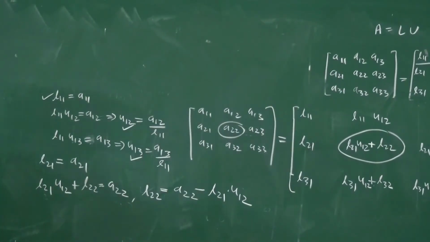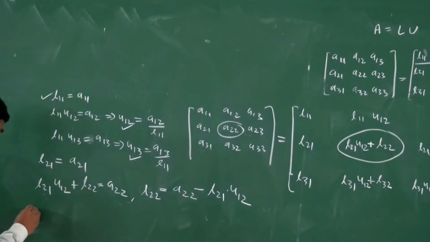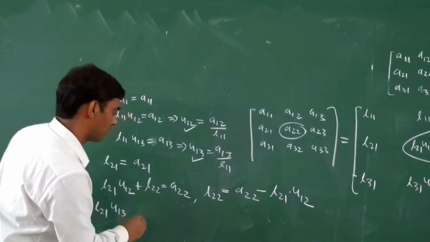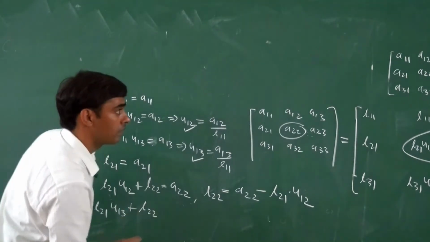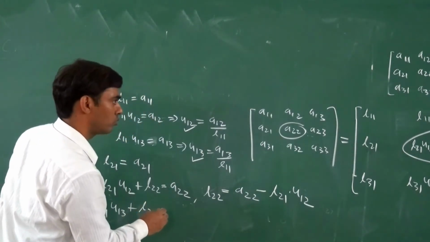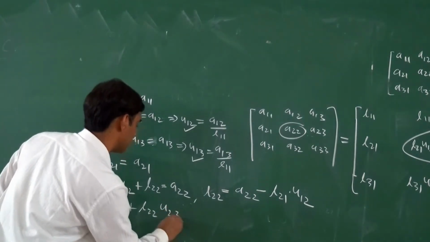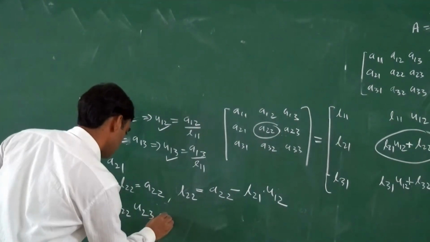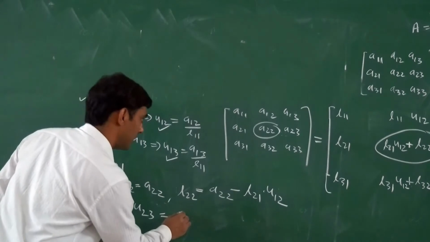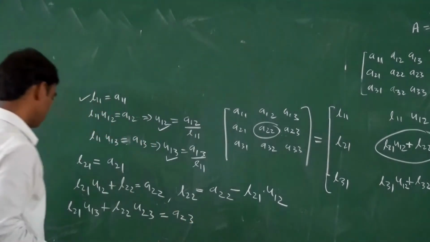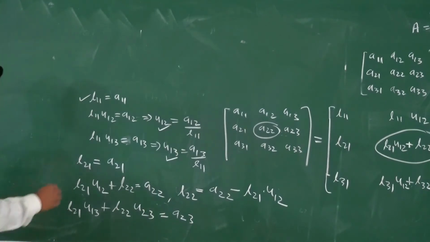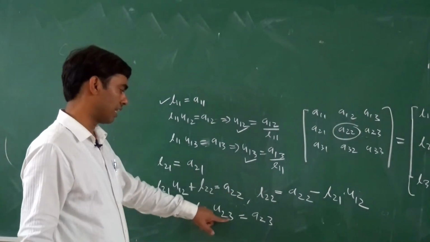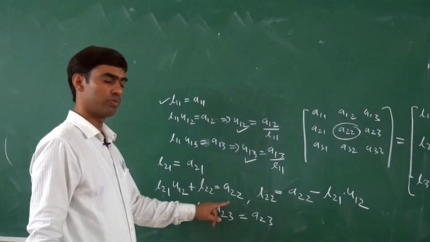By comparing the third element, L21 U13 plus L22 U23 equals A23. So what is the unknown value? We have the value of L21 from here, the value of U13 from here, and L22 from here. So the unknown is only U23.